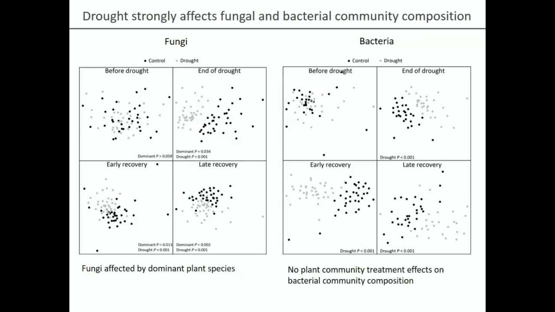And here you can see just the effect of drought on both the fungal and the bacterial communities. So this is the sequence through time. So this is before the drought. You can see that for fungi and bacteria, there's no effect of drought, fortunately. And then at the end of the drought, for both bacteria and fungi, you can see that these communities are really strongly affected by drought. And this effect is still present at the end of the 2 month recovery period. And in addition, the fungal community was also affected by the planted dominant species.